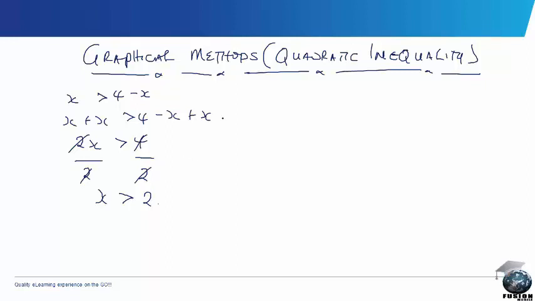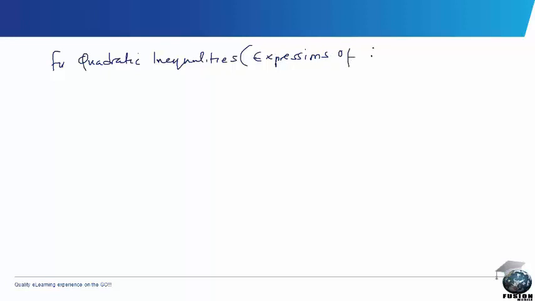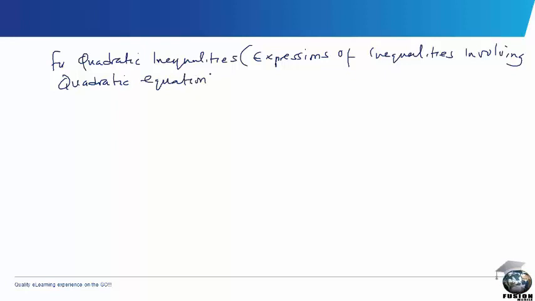Alright, for inequalities involving quadratic expressions, for example, we have x squared minus 2x minus 3 is greater than 0.